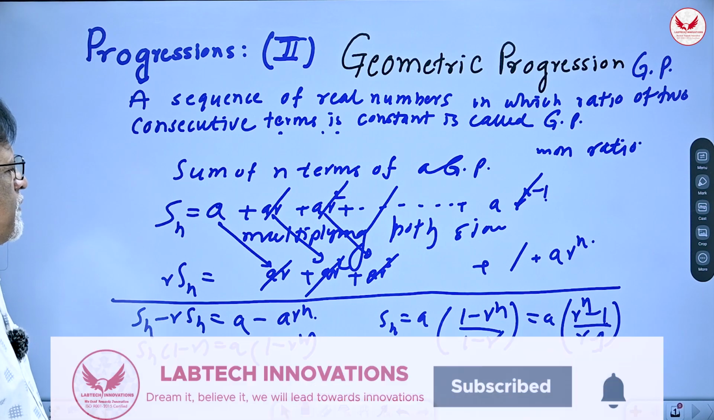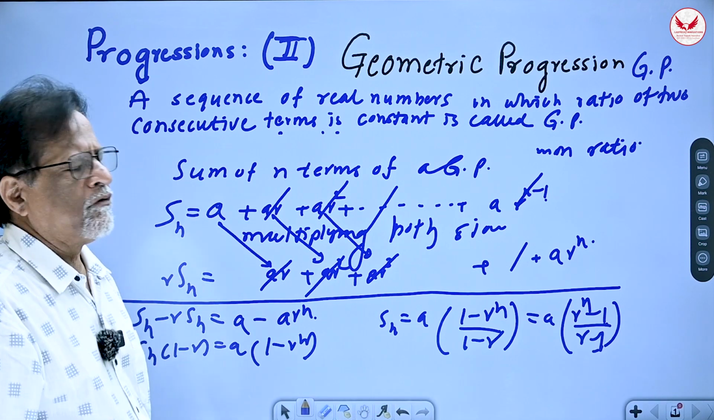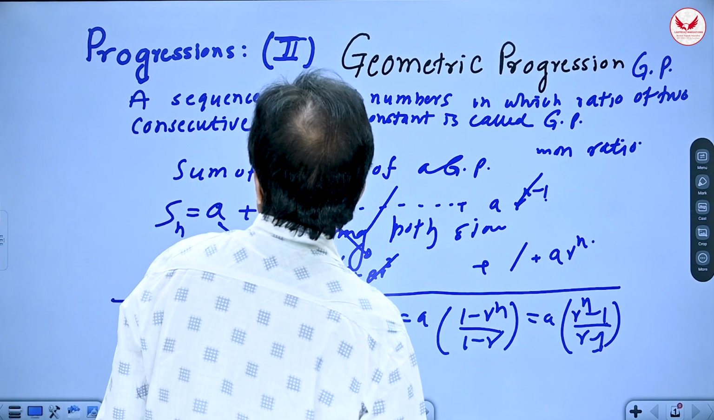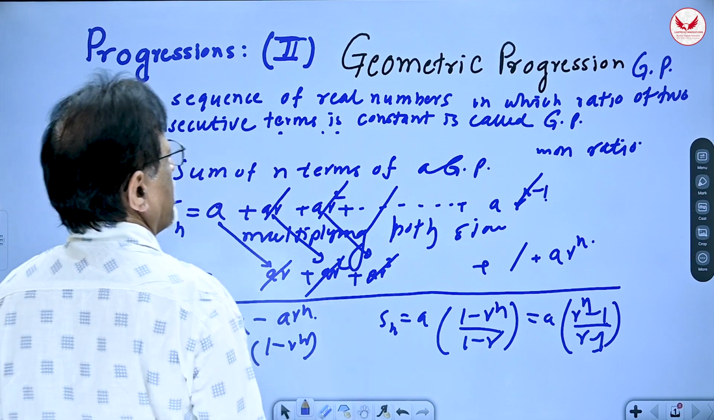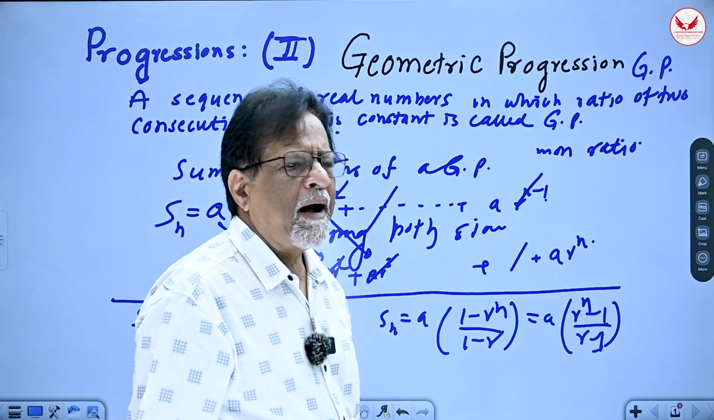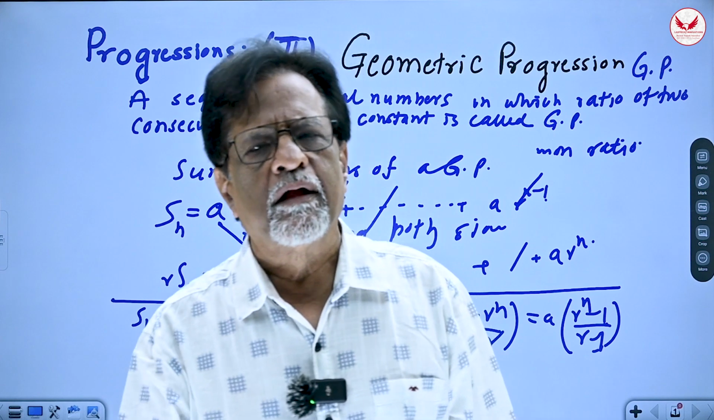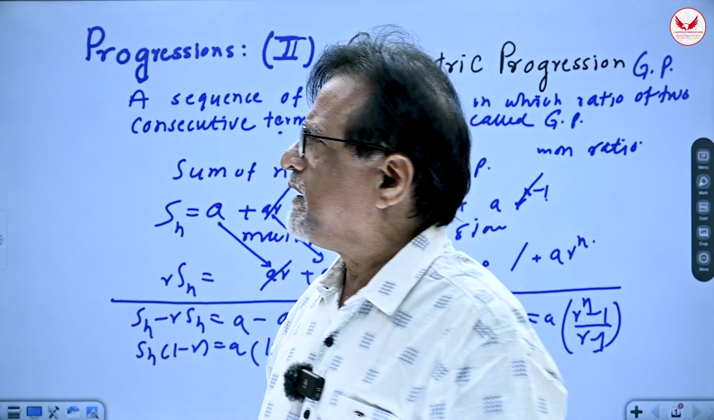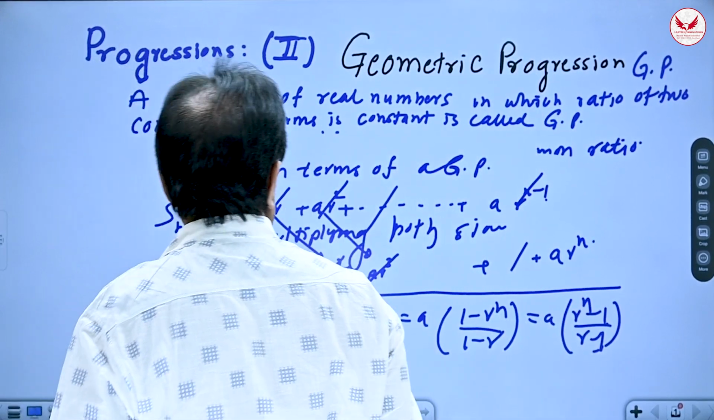So this is how you can get the sum of n terms of a geometric progression, right? So this is the basics of arithmetic and geometric progression, and I may do certain problems in another lecture, but this is how geometric progressions can be done.